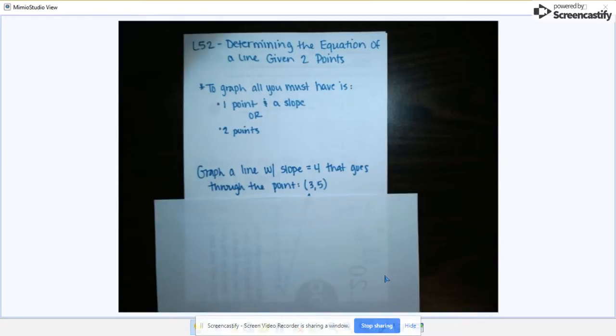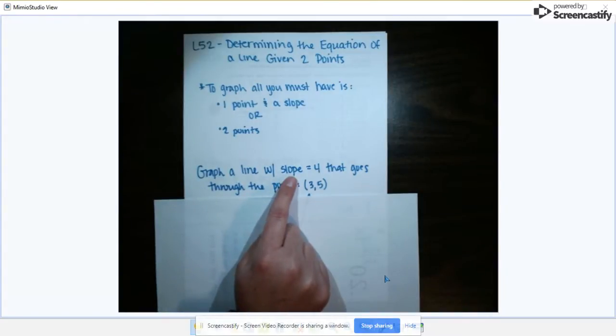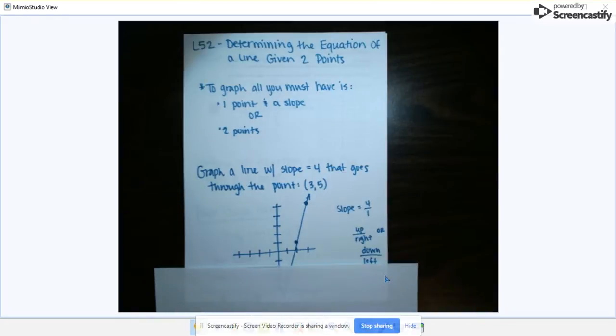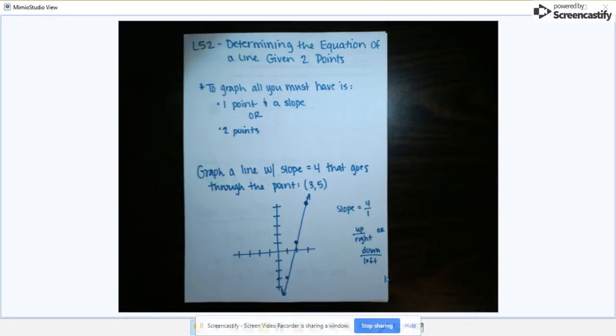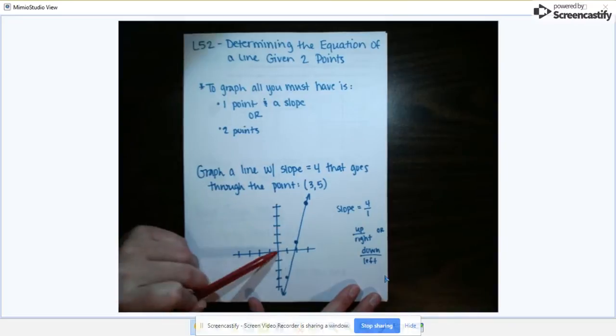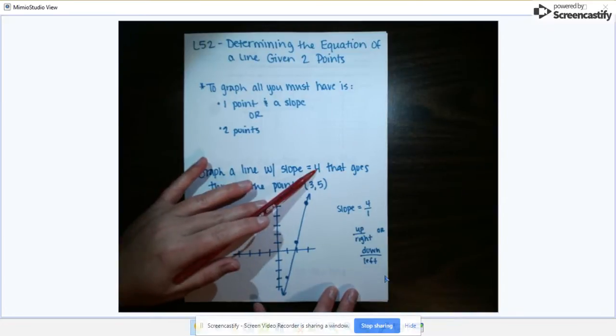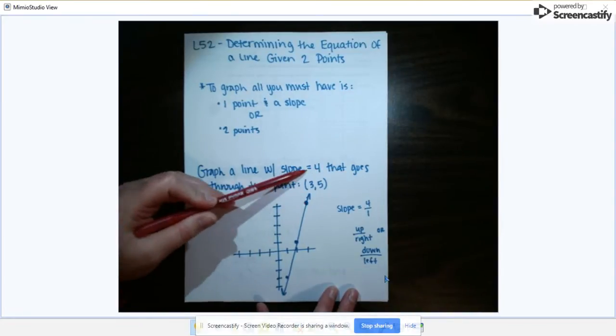So here we're given our slope. We're supposed to graph a line with slope equal to 4, and it's going to go through the point 3, 5. So when we go to graph this, we're going to start at the point that they give us. So here, I started at 3, up 5, so I started at this point. Our slope is positive 4 over 1. Well, I can't go up 4 and to the right 1.